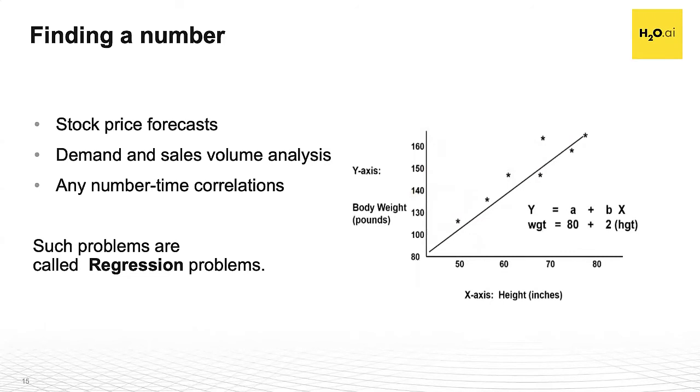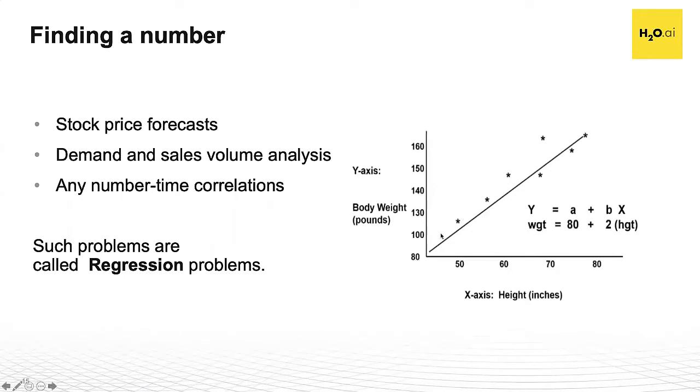So for instance, you have to predict the stock price of a stock after 30 days. You have to predict the sales volume. So you need to predict a number or any time series correlation. So there you cannot find a category. You want exact numbers. What is going to be my sales after 30 days? So for such problems, what we do is we find a relationship between the variable that we have to predict and the variables that we have.